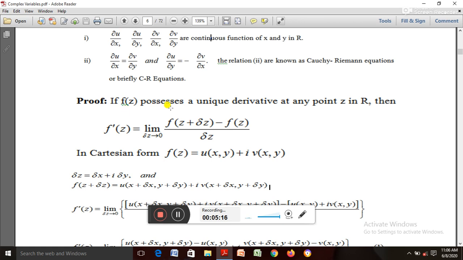If f of z possesses a unique derivative at any point z in R, then by definition of derivative we know that f dash of z is equal to limit of delta z tends to 0 of f of z plus delta z minus f of z, divided by delta z. So it means increment value minus original value divided by increment.